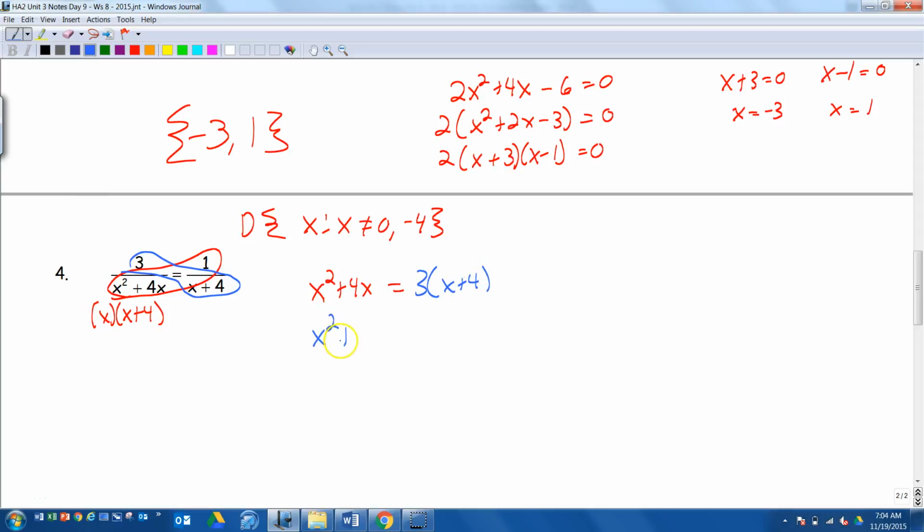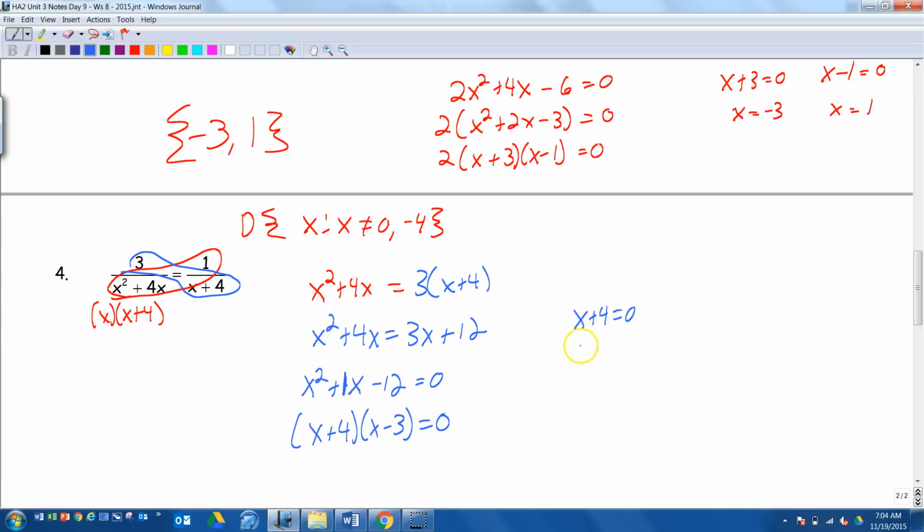So let's solve this equation. Make sure you distribute the 3. You get x squared plus 1x minus 12 equals 0. We factor. That's a 3 and a 4, plus 4 and minus 3. Zero product property. You get negative 4 and 3.